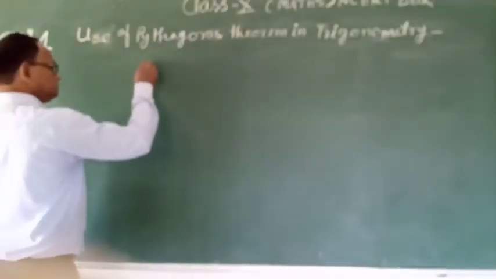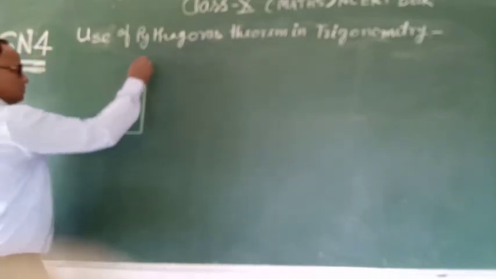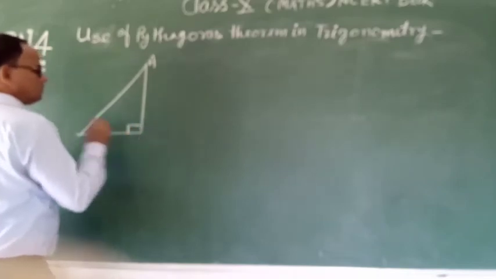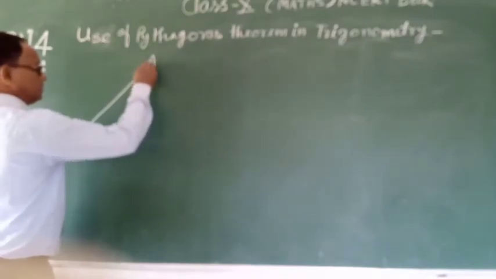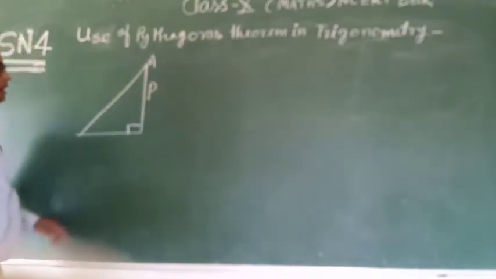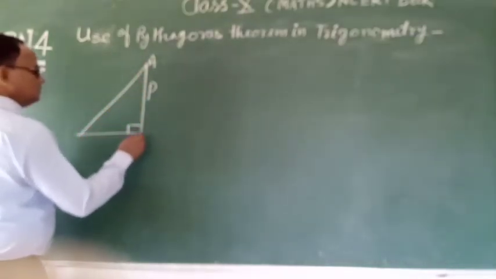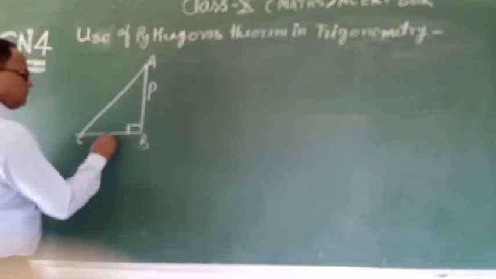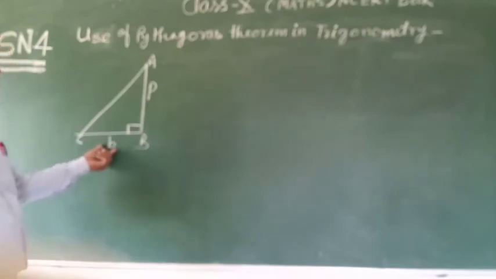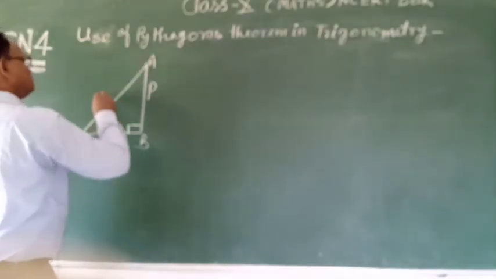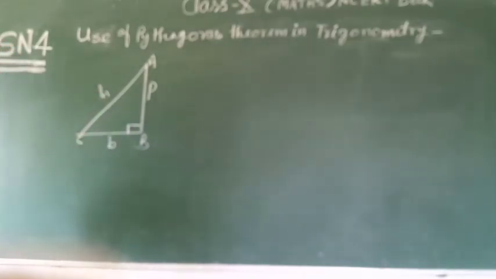Here, Pythagoras theorem depends on the right angle. This is the altitude or perpendicular line. Altitude means perpendicular line. Here BC is the base, in short form B, and AC is the hypotenuse. Okay, students.